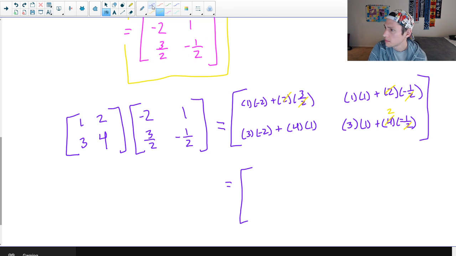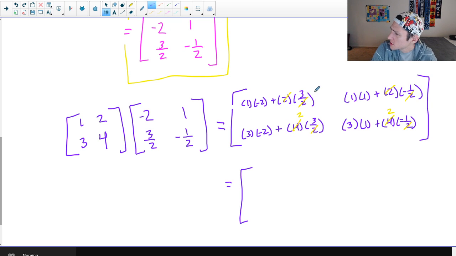Wait a minute. Oops. This was supposed to be 3/2. Right, this spot came from doing the second row with the first column, so 3 times negative 2, but then 4 times 3/2 it should be. That 4 and that 2, so just give me 2.